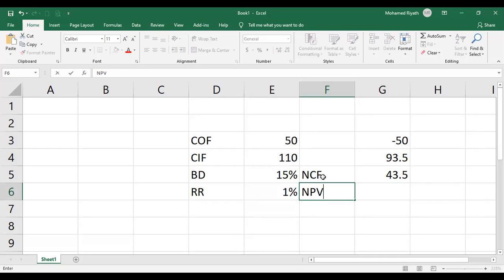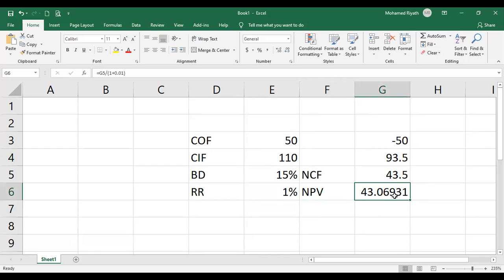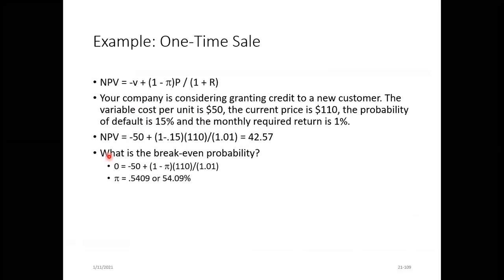Then NPV, net present value, equal, we have to take this value, should be divided by 1 plus 0.01. It's equal, what's the value? 43.06. The value of our credit sales is 43.06, right? Clear? Right. So your company's NPV is 43.57.